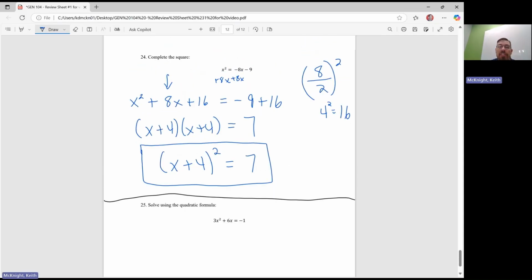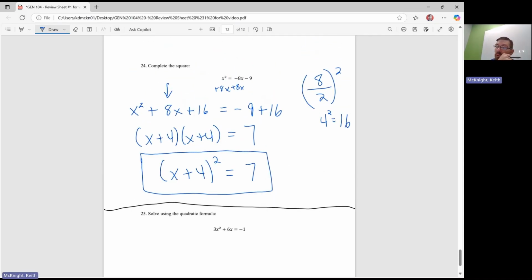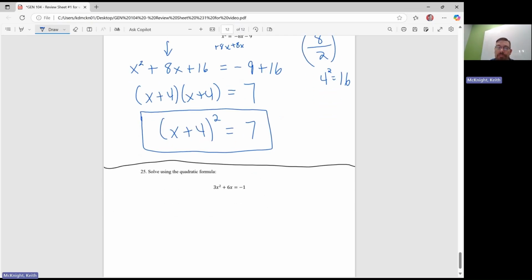Now, if you wanted to check that, all you would have to do is FOIL out your x plus 4 and kind of work backwards, and then make sure you can get back to the original equation. It's a little harder to do, but it could be done if you did want to check it.